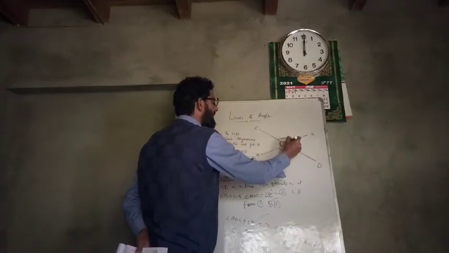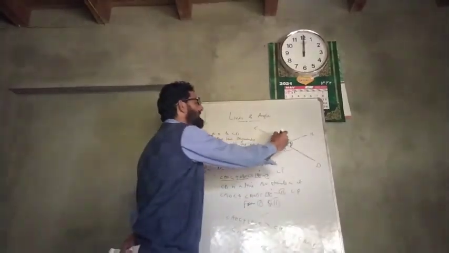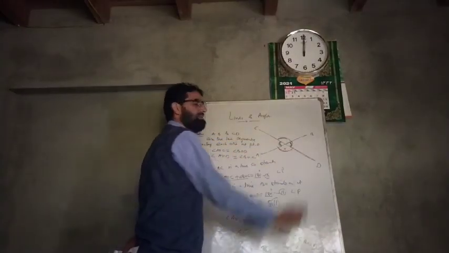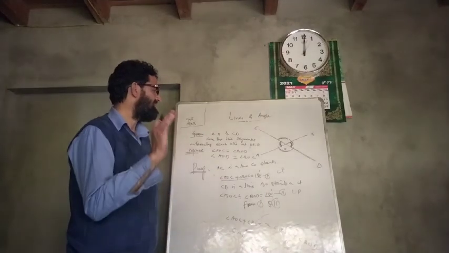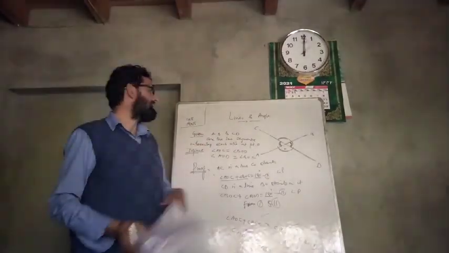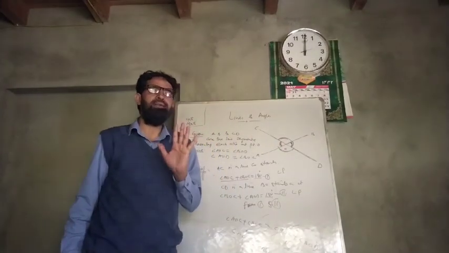So angle AOC is equal to angle BOD. I think this is very simple. Similarly, you can prove that angle BOC is equal to angle AOD. So vertically opposite angles are equal. This is a universal truth: when two line segments intersect each other, vertically opposite angles are always equal.